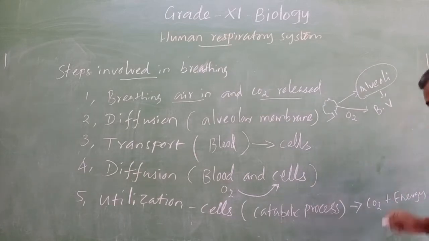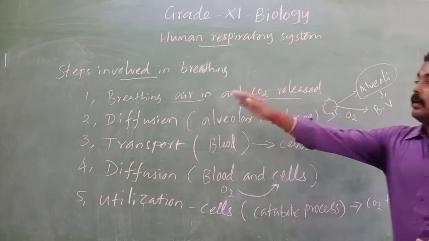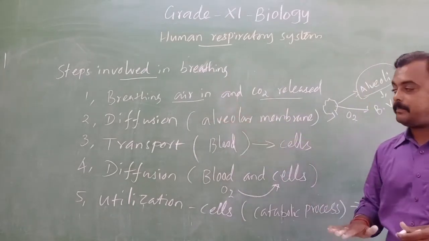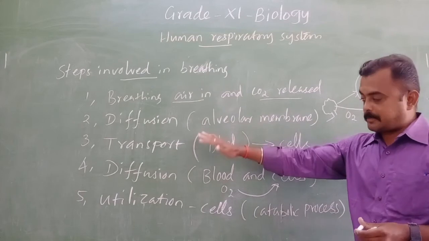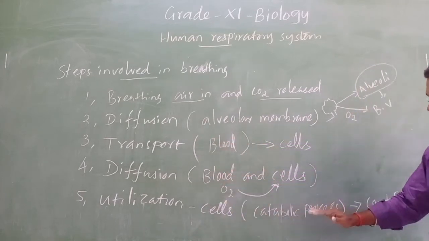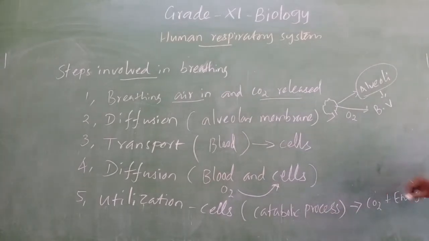So these are the steps involved. First, we breathe air in. Next, diffusion happens. Then transportation. Then diffusion again. Then utilization, and by the catabolic process, carbon dioxide is released. So now what happens again?